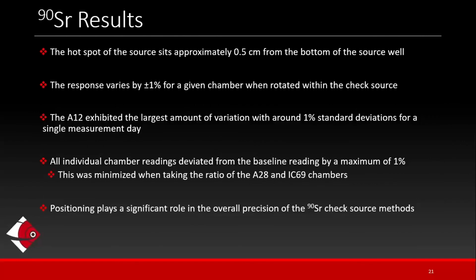So to summarize the strontium-90 results, the hot spot of the source sits approximately 0.5 cm from the bottom of the source well, which could be problematic when measuring the A12 chamber, as this volume of the chamber sits well outside of that region.